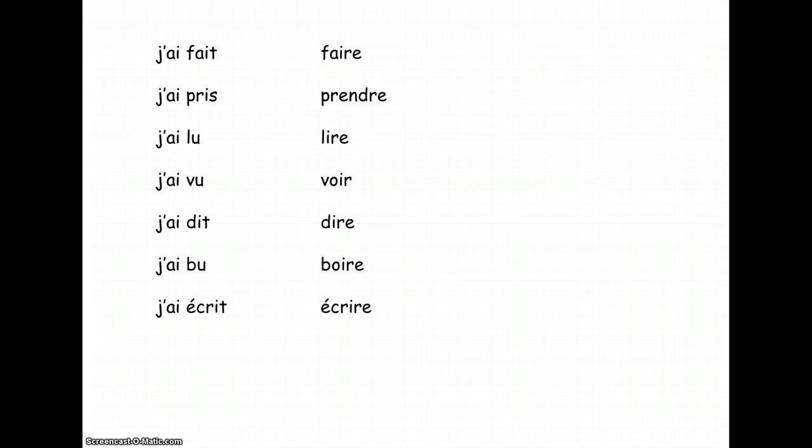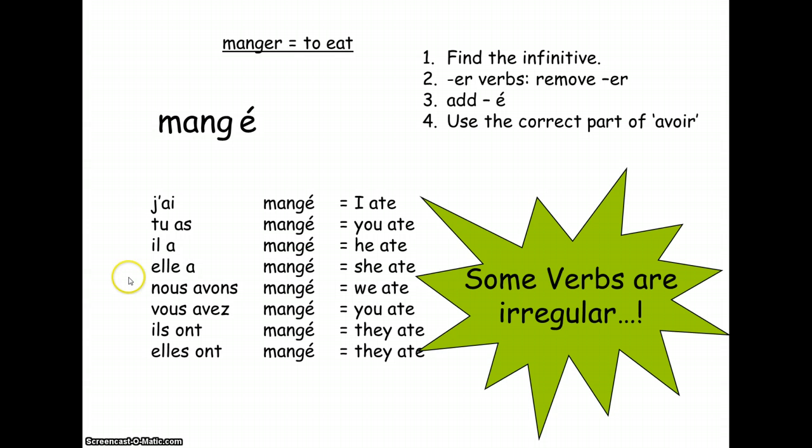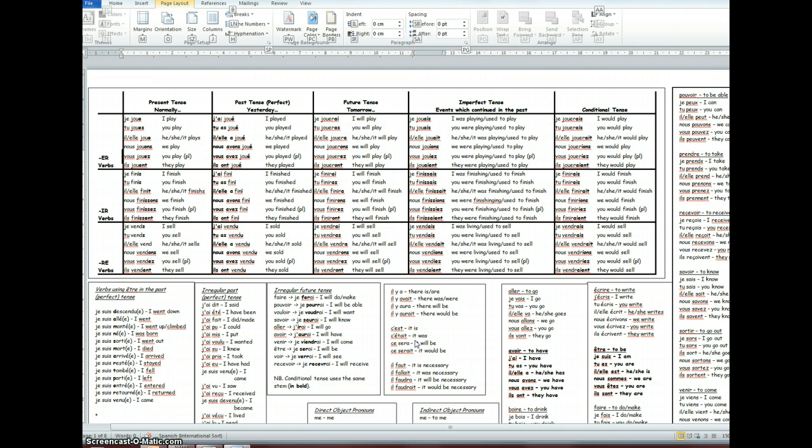However, the good thing is, when you know that irregular past participle, when you know that faire changes to fait, this bit, this j'ai, stays the same. It's still avoir if you want to change the person. So if you want to say we did, you just change the j'ai to nous avons, and nous avons fait would mean we did.